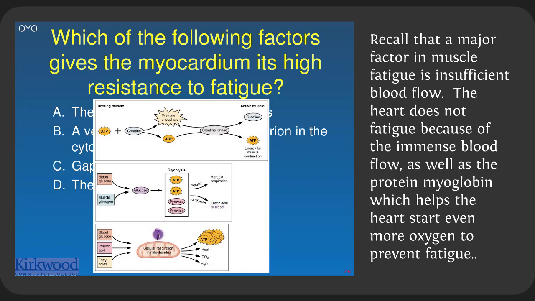Well, as long as you have plenty of oxygen, you get to make lots of ATP. How do you make sure you have plenty of oxygen? Make sure you have plenty of blood flow. So the major factor in muscle fatigue is insufficient blood flow. The heart doesn't fatigue because of the immense blood flow. It also has a protein called myoglobin, which is much like hemoglobin that holds oxygen in your blood. Myoglobin holds onto oxygen for the heart to make sure there's always oxygen available, and it can always make plenty of ATP, not go into fatigue, not go into a burn state caused by lactic acid.